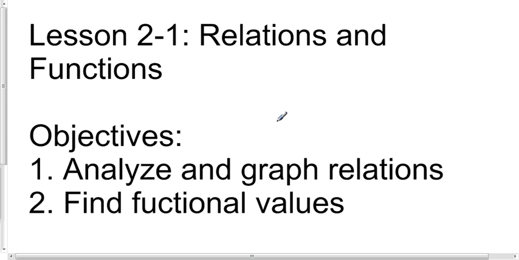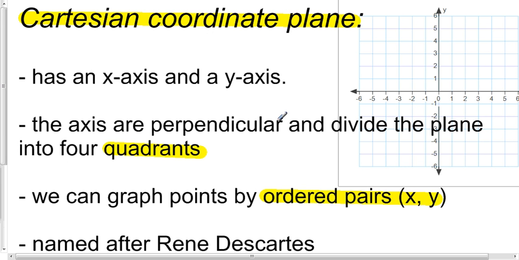Lesson 2-1, Relations and Functions. Here's some review on the Cartesian coordinate plane. First of all, the x-axis is the horizontal axis, and the y-axis is the vertical axis. The axes are perpendicular, and they divide the plane into 4 quadrants. I'll label them over here.